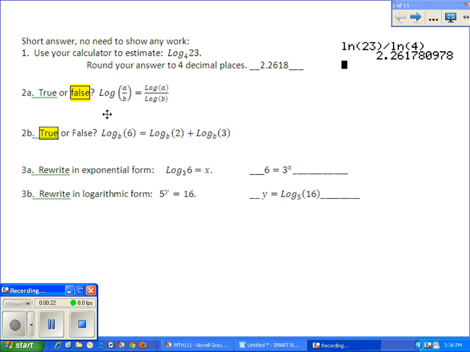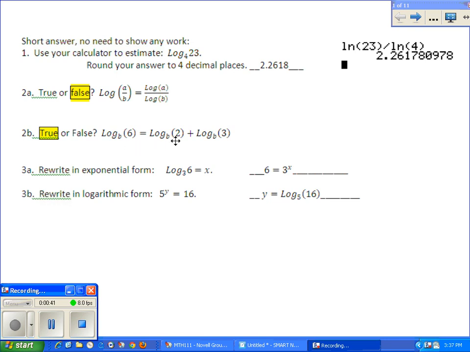The second problem was true or false. This one is false. This is our quotient property of logarithms. The log of a divided by b would equal the log of a subtract the log of b. So this one is false. The second one is true. And this is our product property of logarithms.